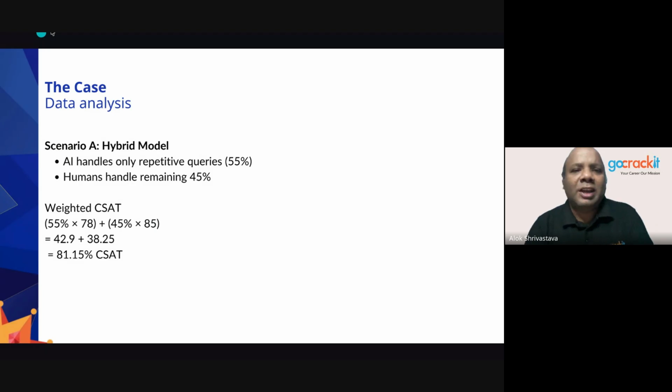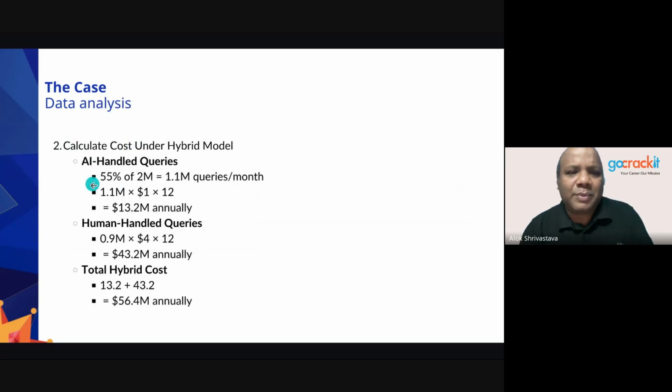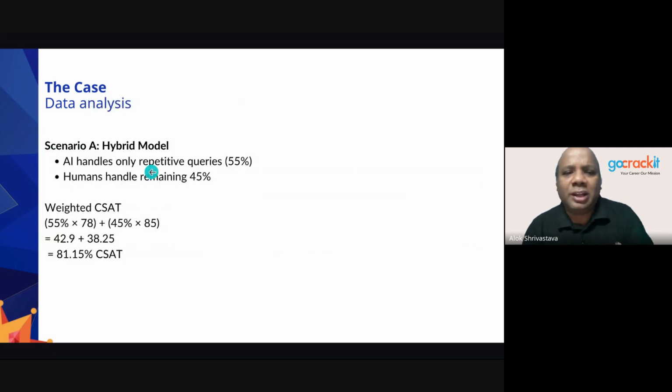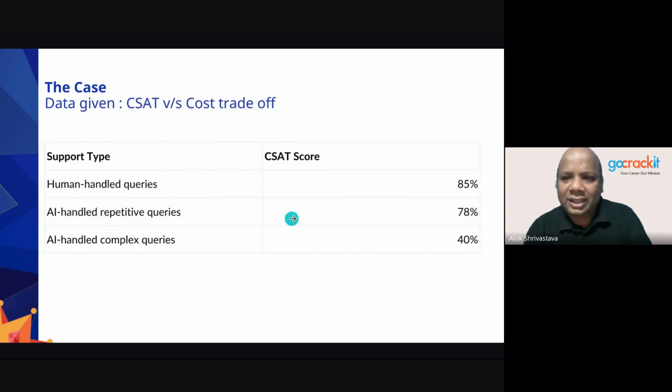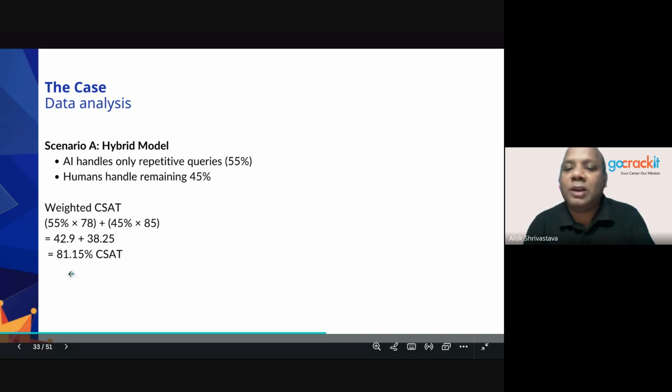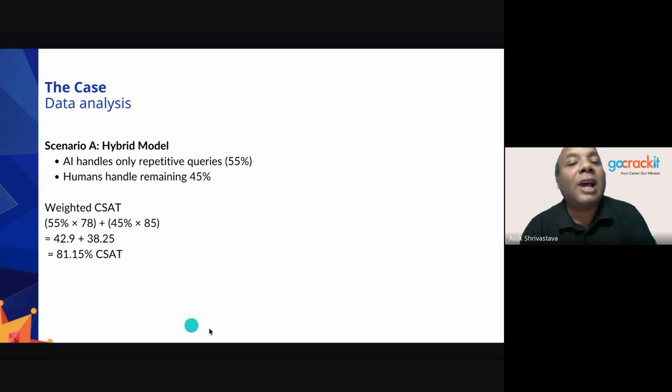So let's say scenario A model, where AI handles 55% of the queries and the remaining 45% is handled by humans. This is our hybrid model for which we have calculated the cost also, right? AI handles only repetitive queries, 55%, and humans handle the remaining 45%. So what will be the weighted average CSAT? CSAT would be 55% into 78 plus 45% into 85. So your CSAT score will come to somewhere around 81 to 82%, which is a good CSAT score in this hybrid model.